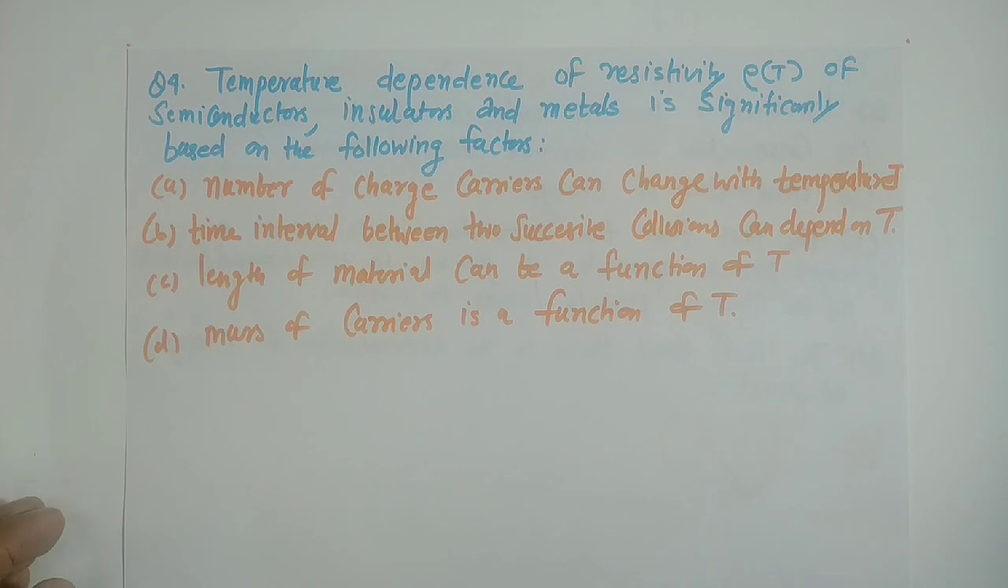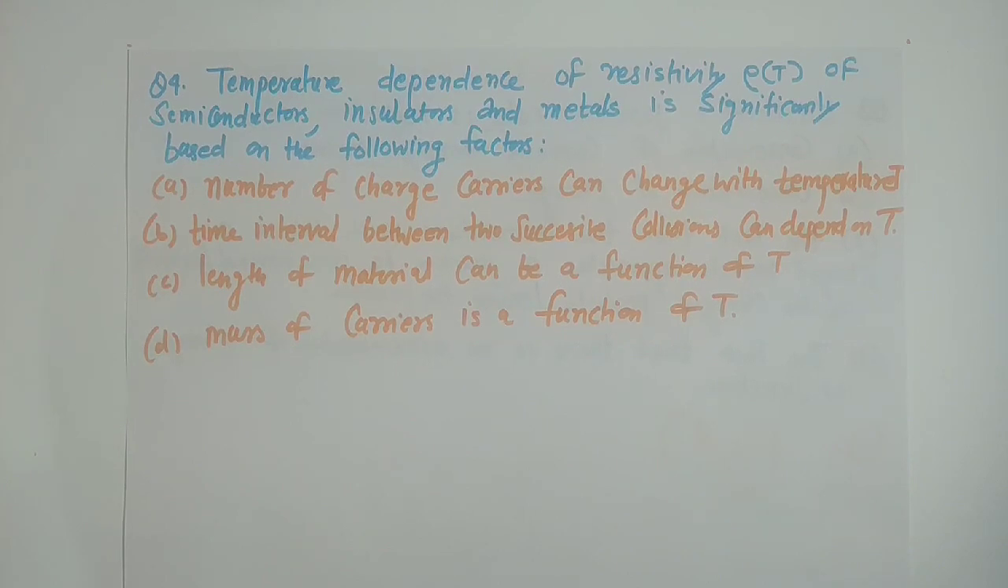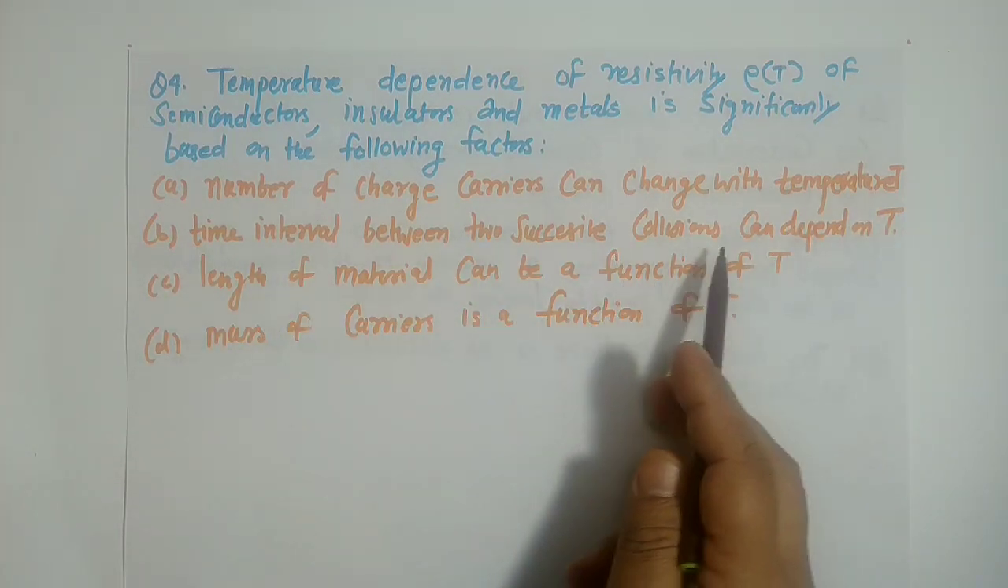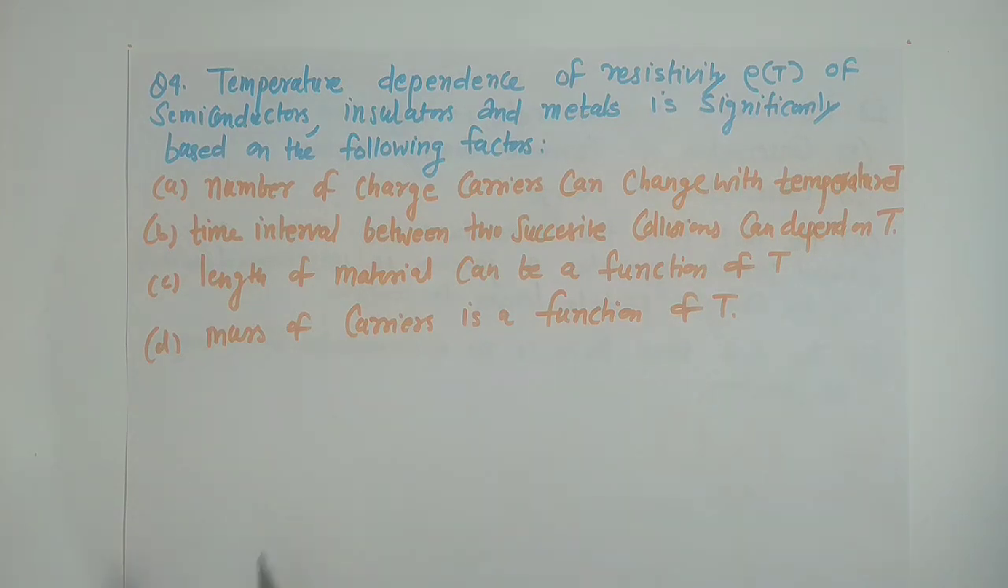Temperature dependence of the resistivity of a semiconductor, insulator and metal is significantly based on the following factors. Again, it is more than one option. Number of charge carriers can change with temperature. Time interval between successive collisions can depend on T. Length of a material can be a function of T. And mass of a carrier is a function of T.